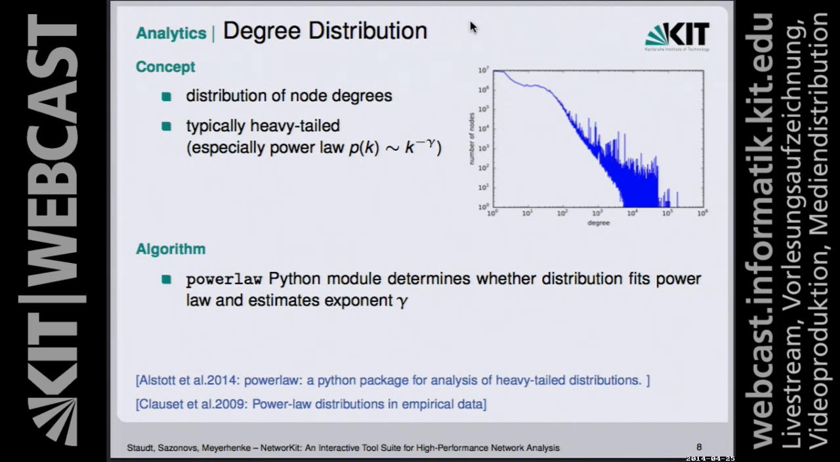And NetworKit can do this for us. And the beauty of permissive open source licenses is that we didn't have to implement it ourselves, but we could use this existing power law Python module, which gives us exactly the answer. It was developed by Staudt and others.